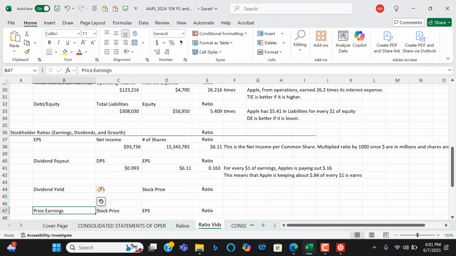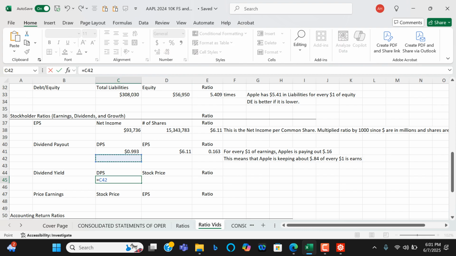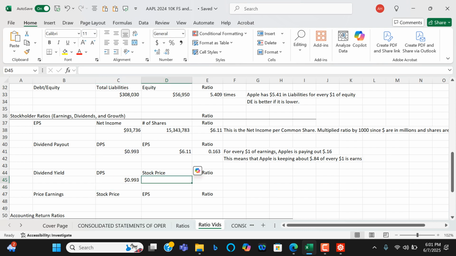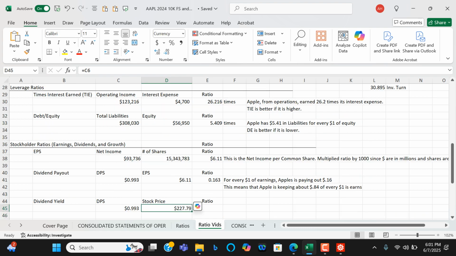Now the next one is the dividend yield. This ratio really tells you whether or not you should buy Apple, literally pay cash for Apple stock, for its dividends. On the top you have dividends per share, calculated right there, 0.993. Now you're going to divide that by the stock price, and this is why I inserted the stock price here. The share price at September 28th, 2024, I recall, is about $227.